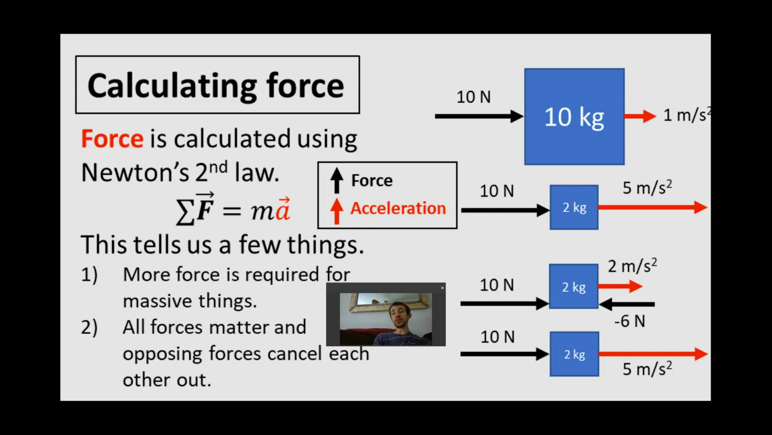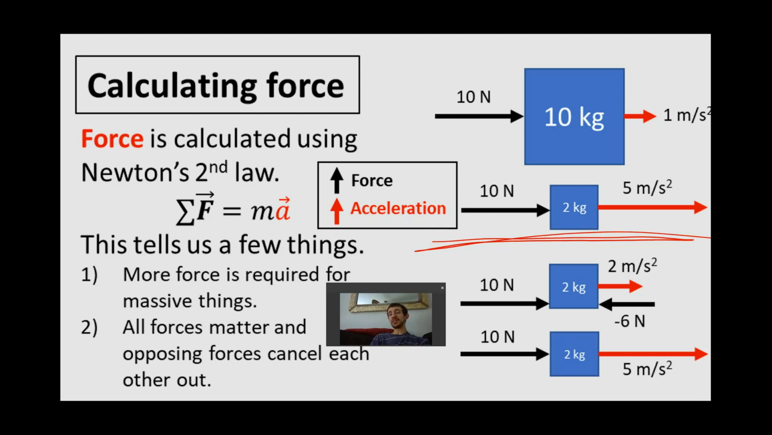And this equation tells us what we saw earlier. The more massive something is, as in it really has mass, not its volume, its size, the more force it's going to take to move it. The second thing is that all forces matter, and if they're opposite directions, then they cancel each other out. Okay, now let's look at this real quick. So I have a bunch of different cases here. I kind of divide them into 2.